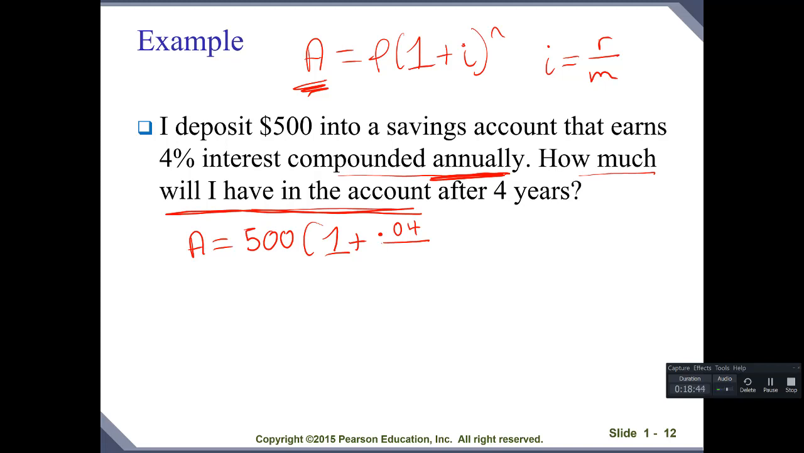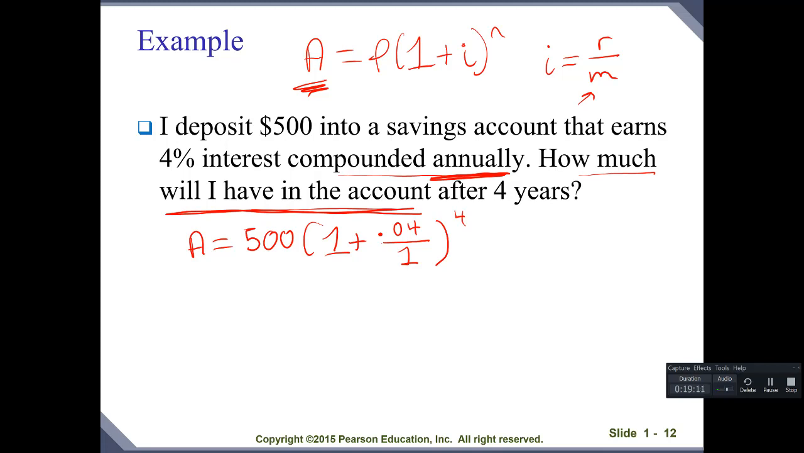If it's compounded annually, M will equal 1 because it's compounded once a year. So that's easy. 0.04 divided by 1 is just 0.04. And then N is the total number of times it's compounded. So it's the number of years times whatever M is. So here, 4 times 1. 4 times 1 is 4.